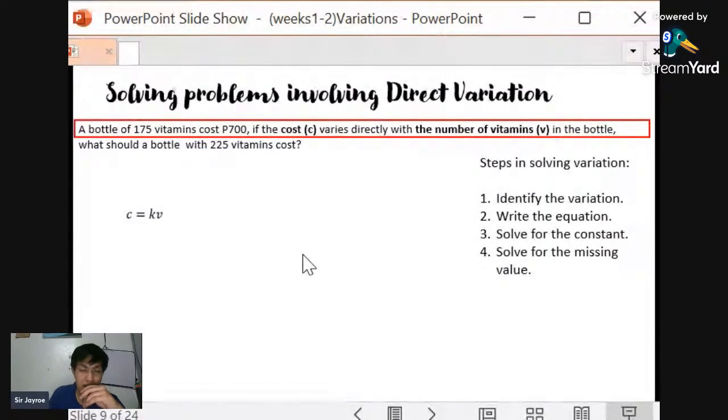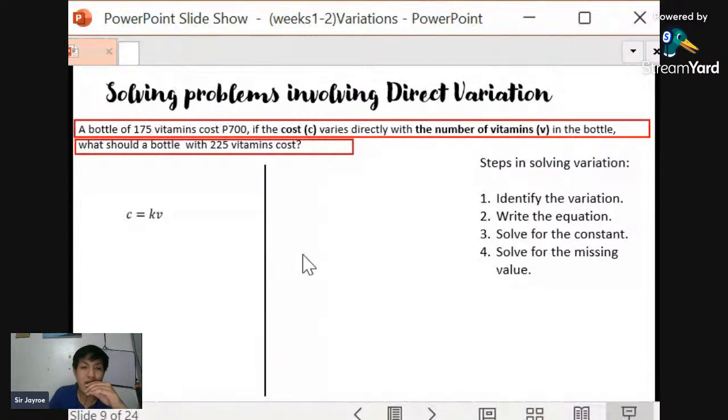So it ends with the word battle, and then the second statement will start with the word what. Okay? So now we can already solve. When it is organized like that, it is easy to solve.